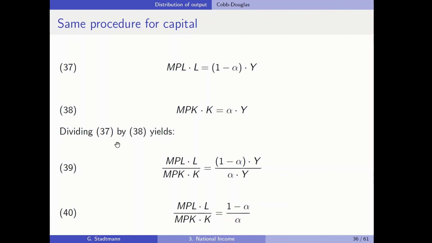When we now divide 37 by 38, we get to this relationship here. Marginal productivity of labor times labor divided by marginal productivity of capital times capital is equal to 1 minus alpha times output divided by alpha times output. Now we can cancel the output variable and we get to this relationship here, and on the following slide we are going to interpret this equation number 40.